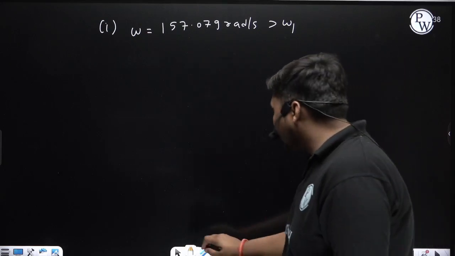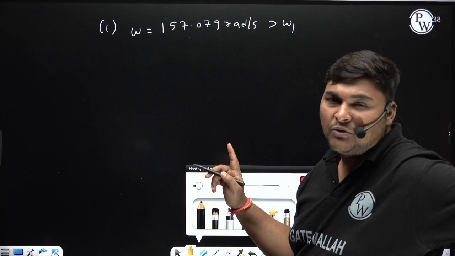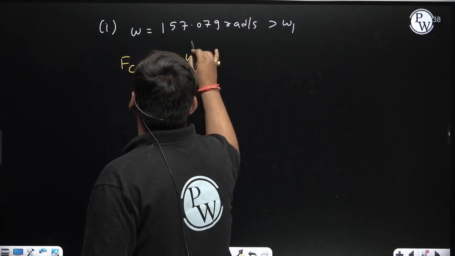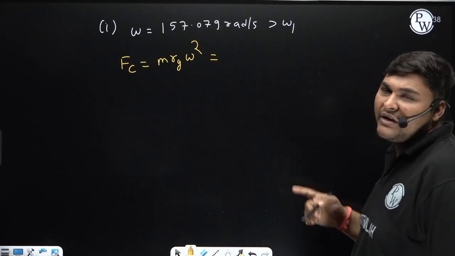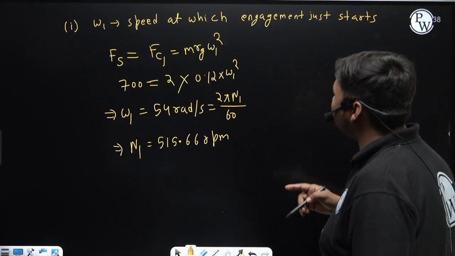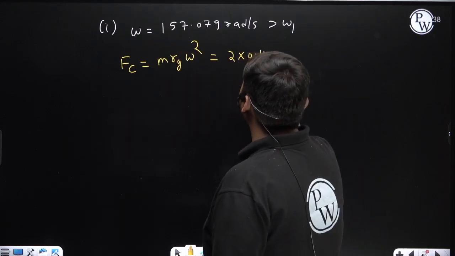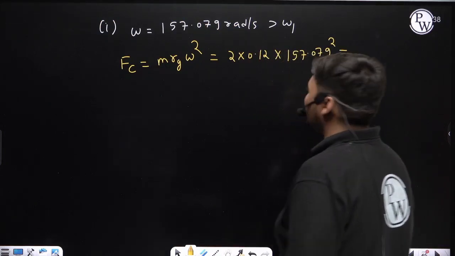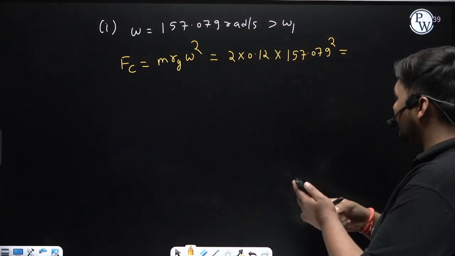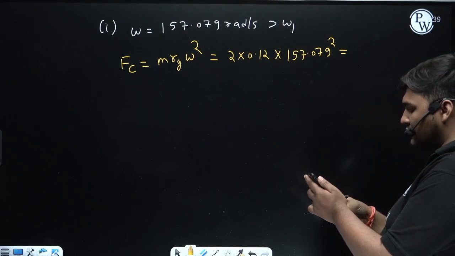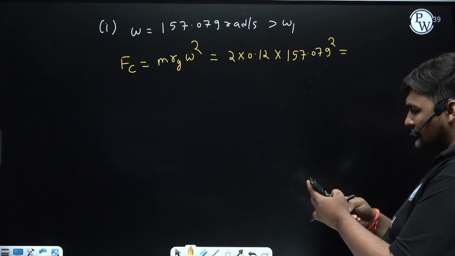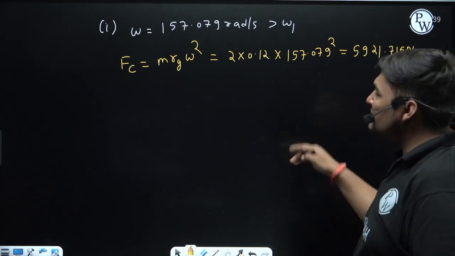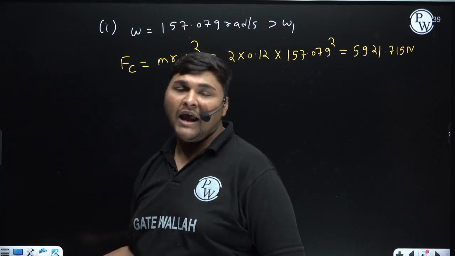How much torque? For that, we first need to calculate the actual centrifugal force at this position, and the formula is Fc equals m Rg into the actual speed square, which is omega. So m we know, Rg we know, omega we know, so we can calculate the actual centrifugal force. M is 2 kg, Rg is 0.12 meter, and omega is 157.079. So Fc is coming 2 into 0.12 into 157.079 square, which is 5921.7915 newton.